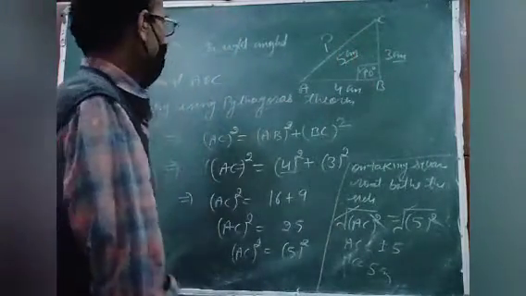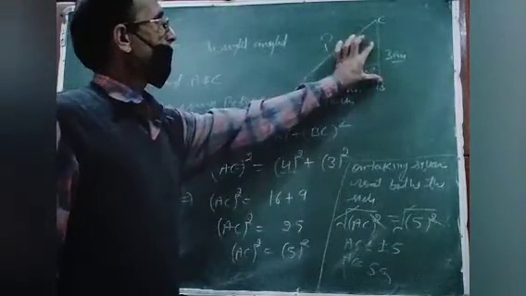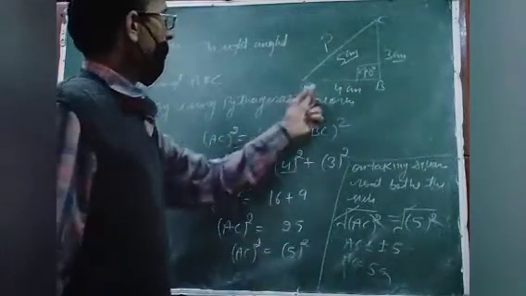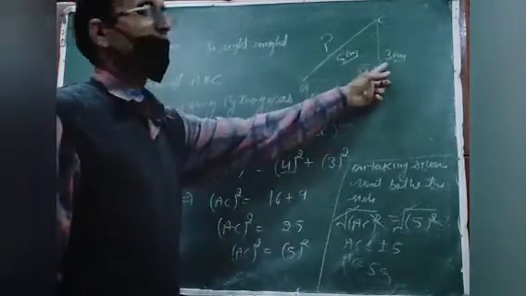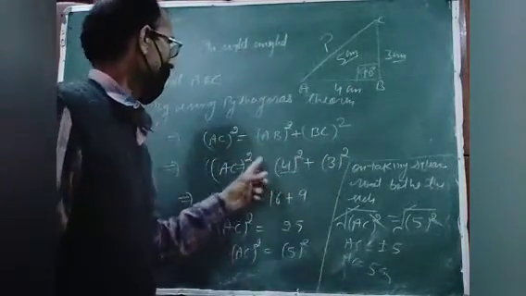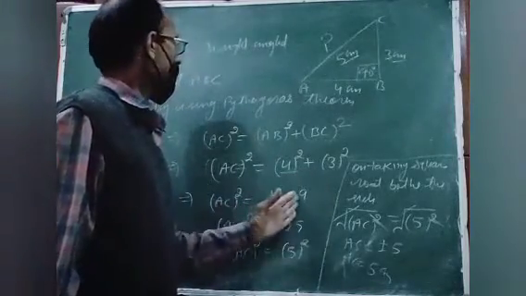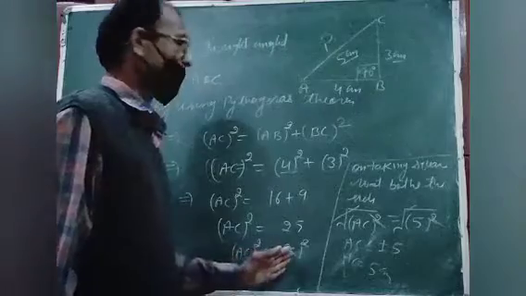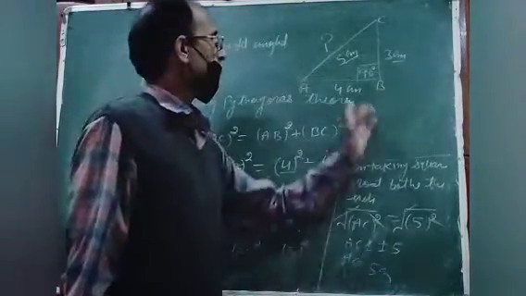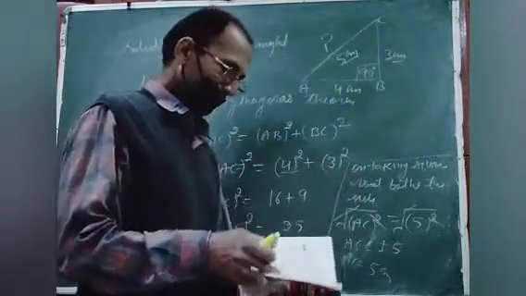Once again I am repeating. In a right angle triangle, base square plus perpendicular square is equal to hypotenuse square. So this side is AB, 4 centimeters, this is 3 centimeters. So AC square is equal to AB square plus BC square, it means 4 square plus 3 square. So AC square is 16 plus 9, 25. So AC square is equal to 5 square. So AC is equal to plus minus 5, it means AC is equal to 5. Any doubt, any confusion? Okay.